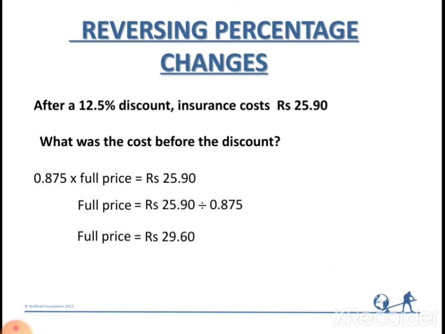Now the next topic is again reversing percentage change. After a 12.5% discount, insurance costs 25.90 rupees. What was the cost before the discount? We have to find the actual value. Again, 0.875 multiplied by the full price equals rupees 25.90. This is the formula. 0.875 is multiplying on the left-hand side; if we transfer it to the right-hand side, it becomes division. Full price equals rupees 25.90 divided by 0.875. If we calculate this on a calculator, the full price is rupees 29.60.